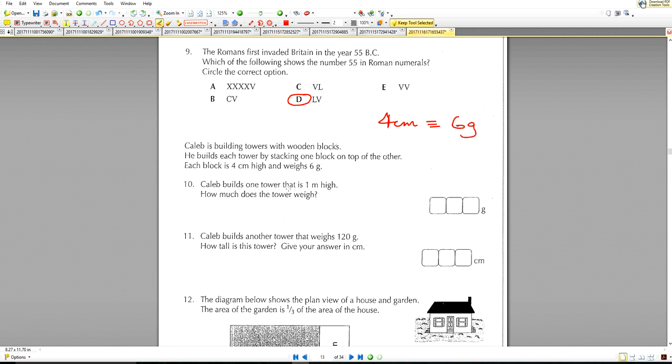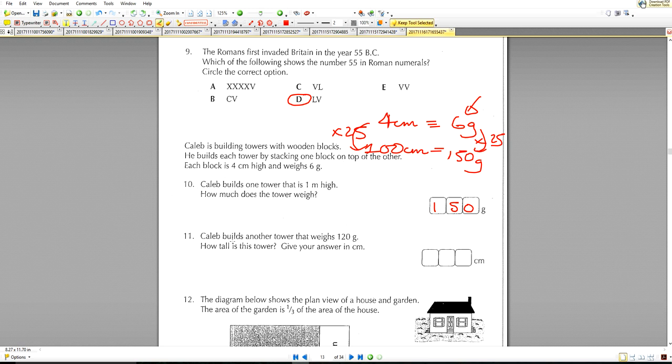So Caleb builds one tower that is 1 meter high. So how does 4 centimeters become 1 meter? 1 meter is 100 centimeters. So 4 to 100, we have to times it by 25. What we do on the left, we do on the right. This is called ratio. So we have to do 6 times by 25. And if you do 6 times by 25, that will give us 150 grams. So the answer is 150 grams. And this is a possible method that you could use to work it out.